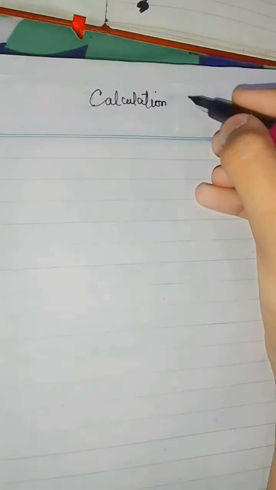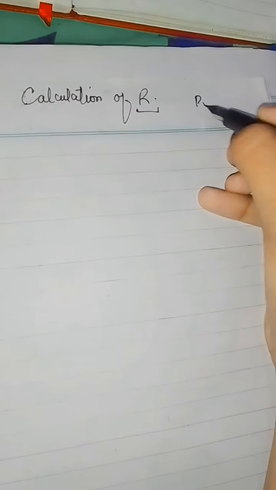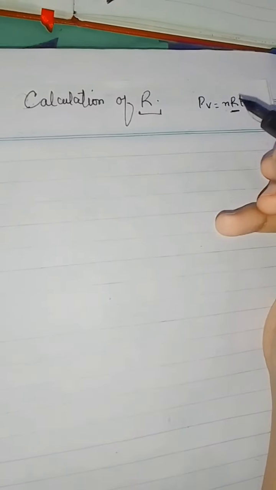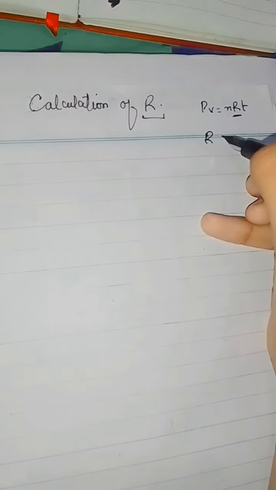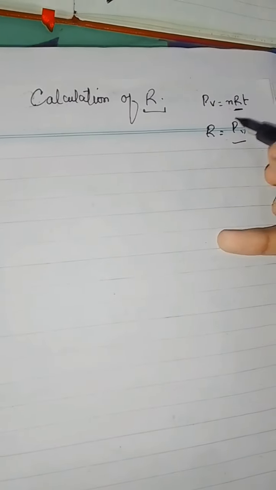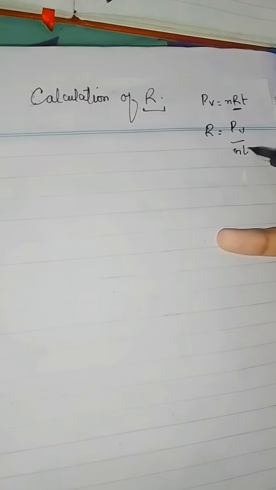So here we are going to discuss the calculation of the constant R. That R comes from the ideal gas equation that I have discussed, PV = nRT. If you want to find R, N and T are multiplying here, so they will be dividing, and the equation for R will be PV upon NT.